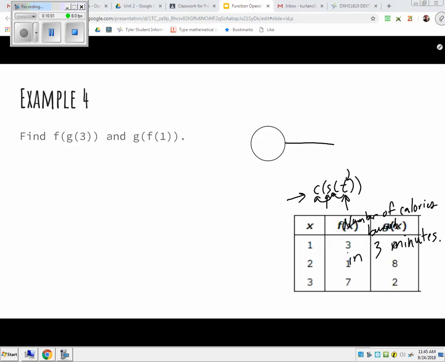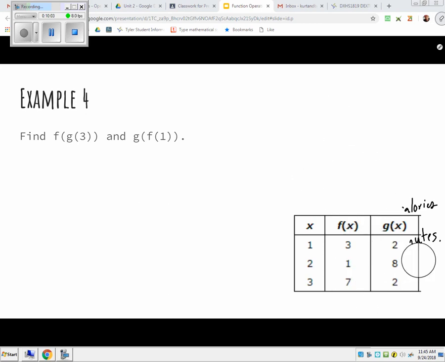Let's talk about this in a table. Just took a test that had tables on it. Maybe it had graphs on it. I don't remember.